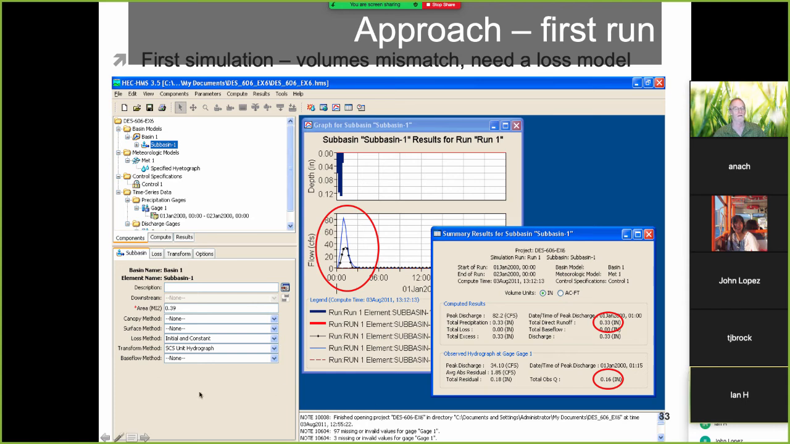and run the model. Given that there are no losses shown here, the initial and constant values were set so that there's no loss. But now we have the response, and the black dots are the observed values, and the blue one is the computed hydrograph. We see that in our computed hydrograph, there's 0.3 of an inch of total runoff compared to 0.16 inch observed runoff. So we need to make some changes in the computed hydrograph.